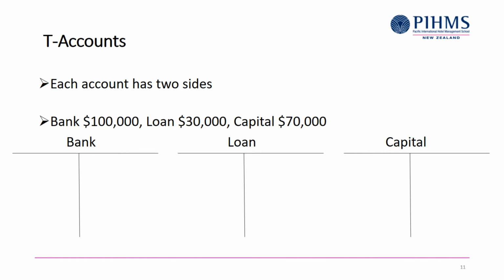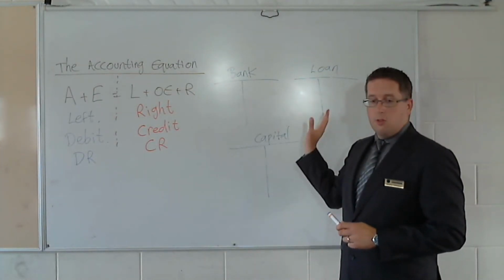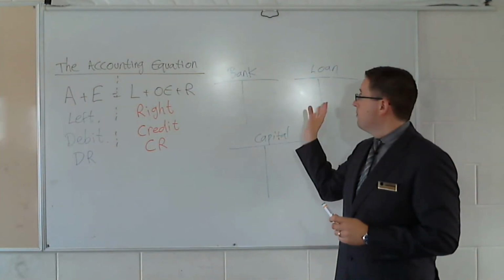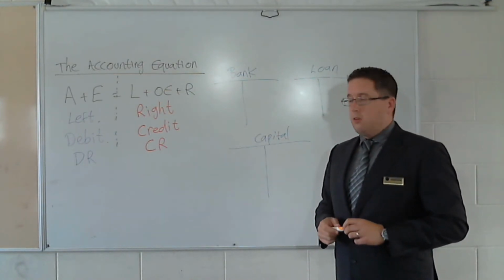We've got 3 accounts. I'm just popping them up on the board as I talk. We have a bank account, and we're told that the bank account has $100,000 in it. The loan account has $30,000 in it. And then capital, what comes from the owner, that's $70,000. So what I've just done is I've done 3 T accounts. Hopefully you can see them here. So the bank account has $100,000 in it.